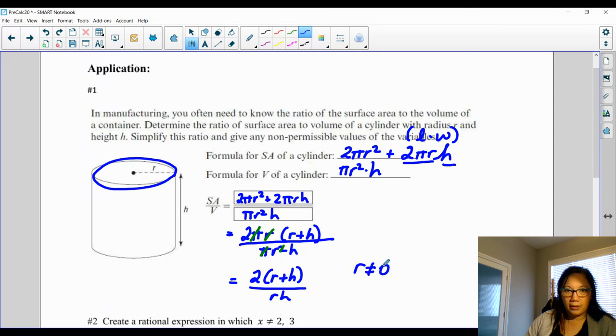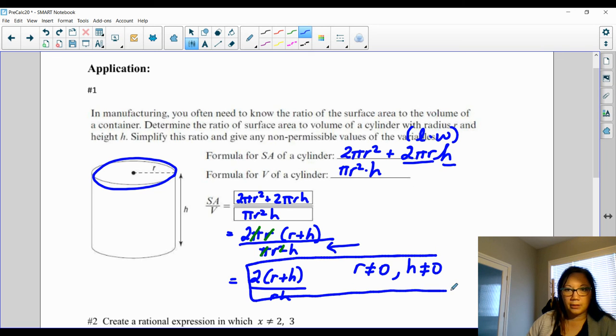In this question, r can't equal 0 and h can't equal 0. And those are coming from looking at any of the steps of the denominator. But you can see here, if you had a 0 for the r or a 0 for the h, it would make your whole denominator equal to 0. So there's my answer for that one.